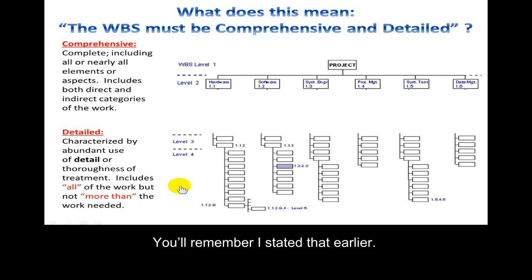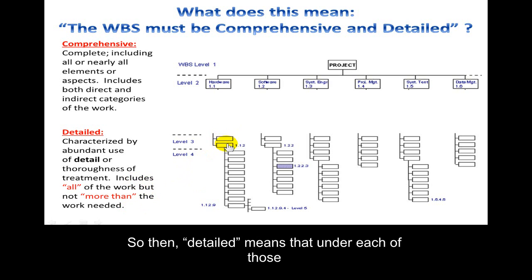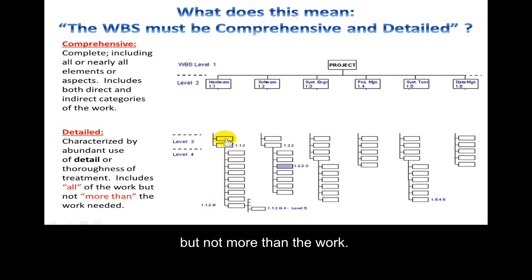You'll remember I stated that earlier. And so then the detailed means that under each of those comprehensive categories, you're providing all of the work that needs to be done, but not more than the work. And this is, of course, displaying the WBS in the graphical format.